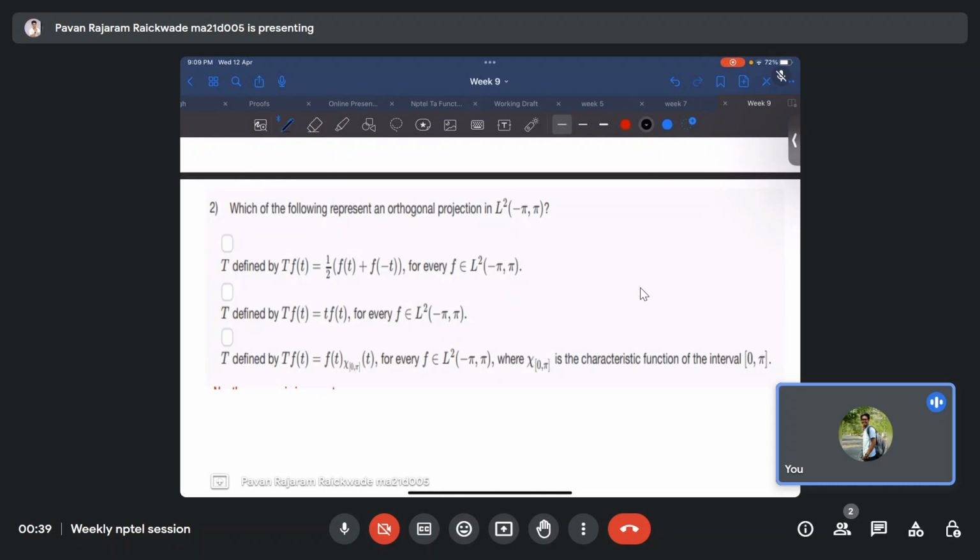Which of the following represents an orthogonal projection in L2 minus pi pi? Okay. So the same thing now even for operators: an operator T defined on a Hilbert space to a subspace of the Hilbert space, I can just write H again. No problem.